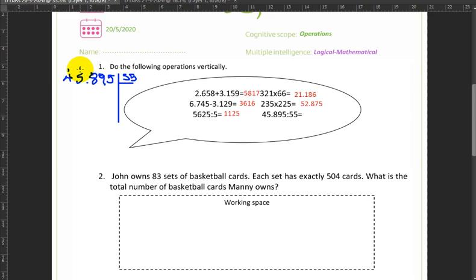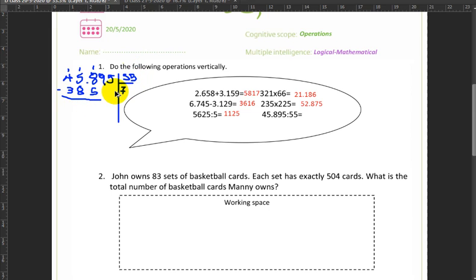55 does not fit into 45, but it does fit into 458. I am going to try 7, because 6 fits into 45 7 times. 7 times 55 is going to give us 385. By doing this subtraction, I'm going to get 73, which is more than my divisor, so I've made a mistake.